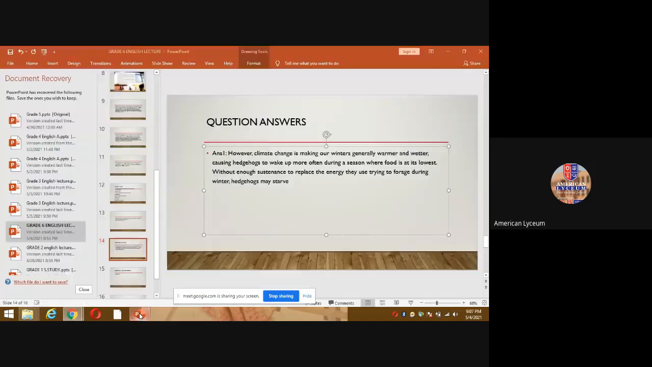So let's come here. Okay, so answer number one is here. However, climate change is making our winters generally warmer and wetter, causing hedgehogs to wake up more often during a season where food is at its lowest. So sometimes they wake up during the year when there is no winter and there is no food for them. Without enough sustenance to replace the energy they use trying to forage during winter, hedgehogs may starve due to climate change.